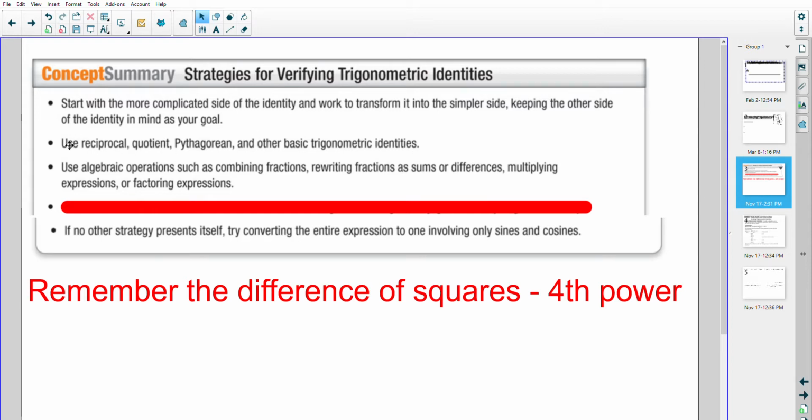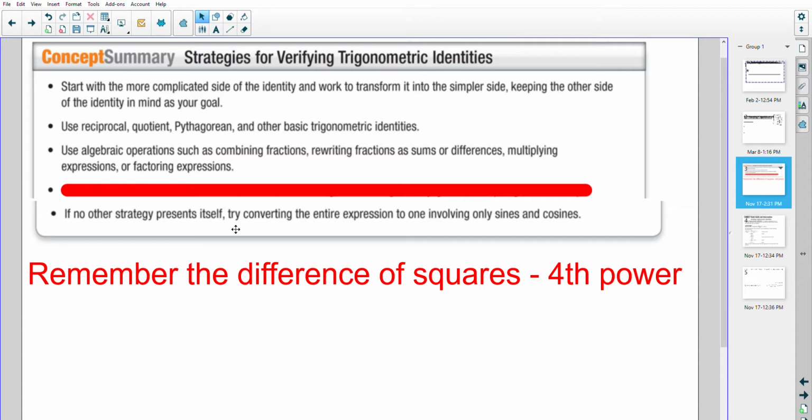Identities that you've learned so far, you're going to want to use, and then you have to know how to combine fractions, rewrite fractions, multiply and factor. And if things don't work, last resort, change everything in terms of sine and cosine, and then that sometimes works.